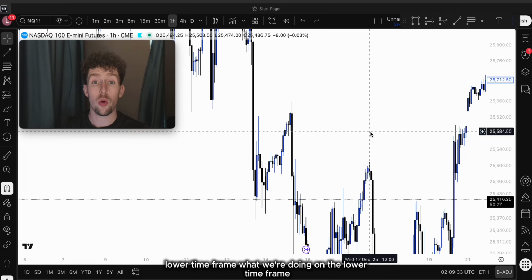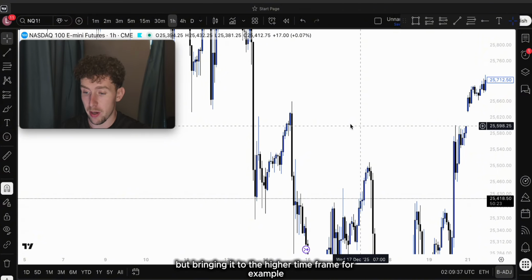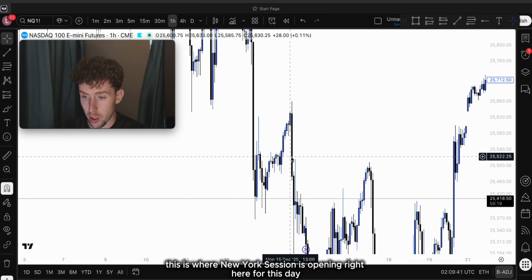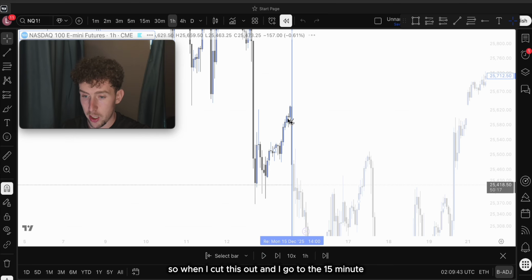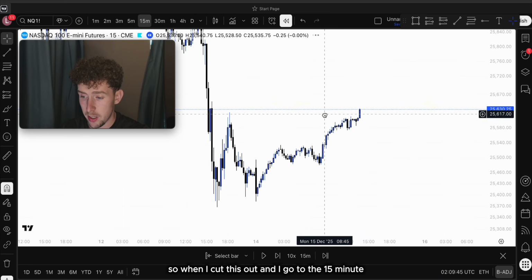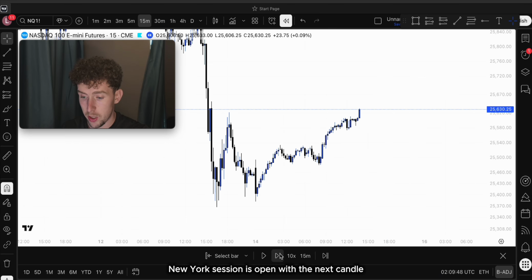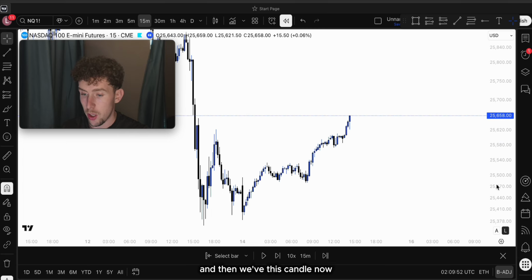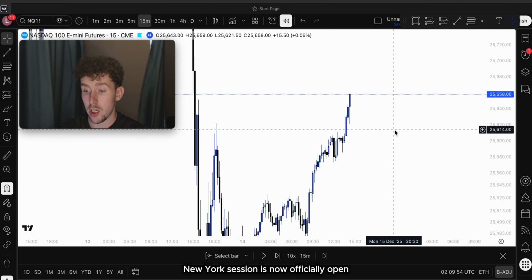It's basically what we're doing on the lower time frame, but bringing it to the higher time frame. For example, this is where New York session is opening for this day. When I cut this out and go to the 15-minute, New York session is opening with the next candle open. So we've this candle and then we've this candle. Now, New York session is officially open.